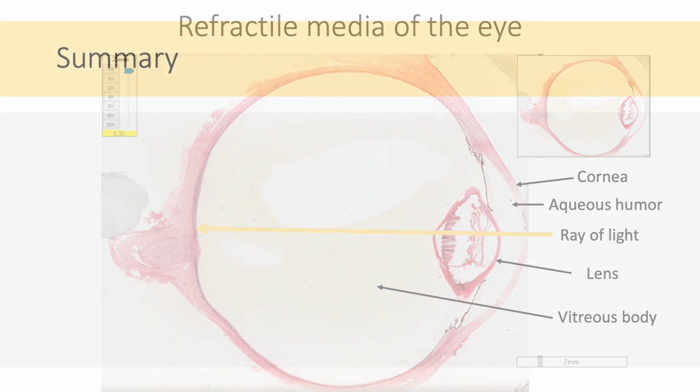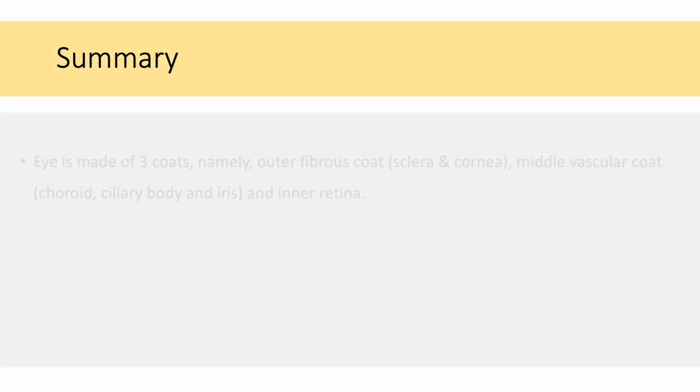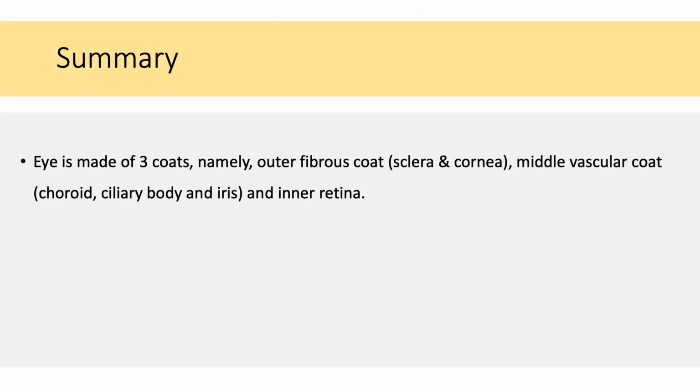So quickly recalling what we have seen so far, eye is made up of 3 coats, namely outer fibrous coat, including cornea and sclera, middle vascular coat, including choroid, ciliary body, and iris, and an inner retina.